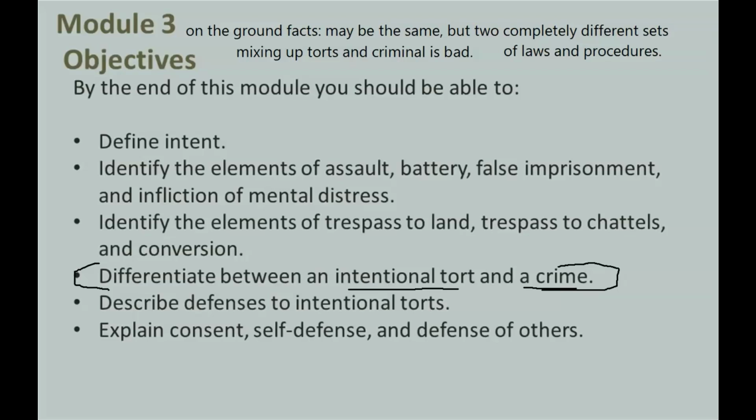Of course, one of the other problems is some of the defenses are the same. If you have a complete defense to a crime, it's probably going to be a defense to the related intentional tort. So that messes up our thinking. But what's our goal? What's the goal of a criminal charge? Looking at it from the prosecution point of view.